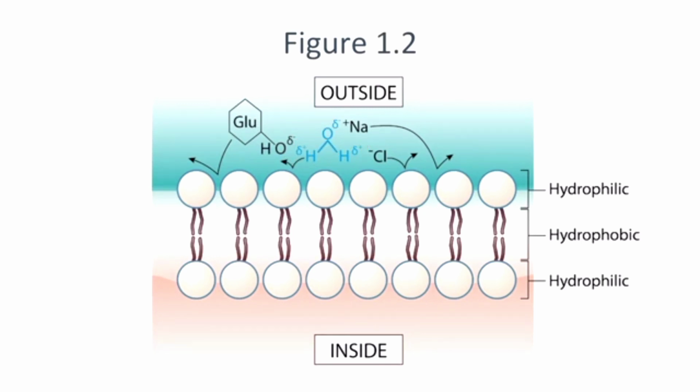So now, let's focus on sodium and chloride. These have obvious charges, so they're going to be repelled by the cellular membrane. Finally, glucose has oxygen, which has a partial negative charge. And this partial negative charge makes it difficult for glucose to cross the cell membrane.